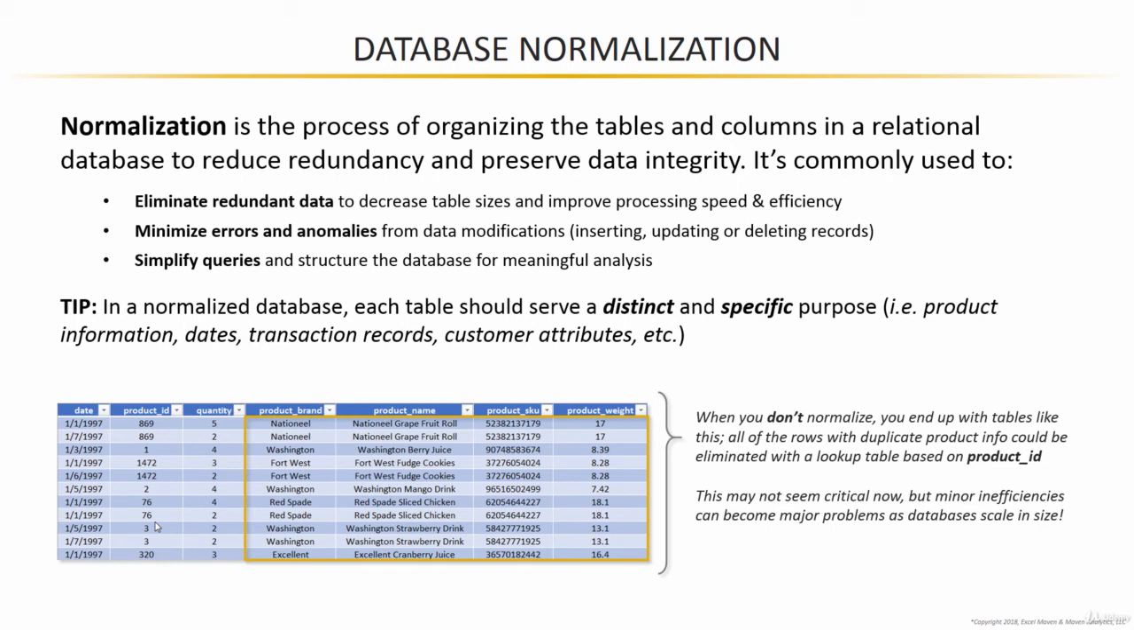So the way to avoid issues like this is to strip those product attribute columns out of this table and create a relationship with a single product lookup. And if that product lookup contains a unique list of product IDs with those associated attributes, then we can access the exact same information here while eliminating every one of those duplicate rows.